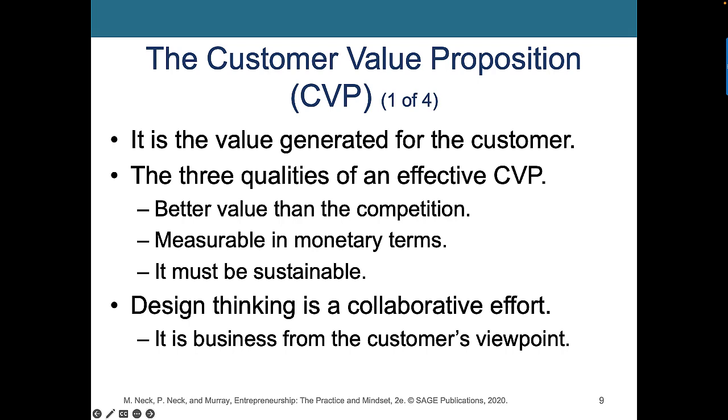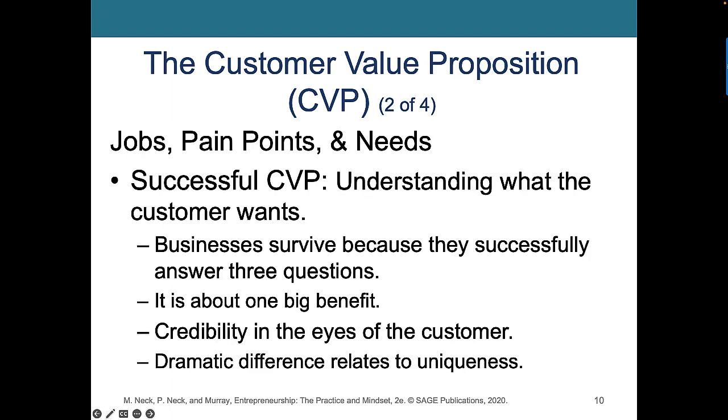Design thinking is a collaborative effort. It's looking at a business from the customer's viewpoint. So when you're designing a product or service, think about it from the customer's perspective, how easy it is to use. If you're creating a website for your business, how easy is it to navigate the website? Successful CVP means understanding what the customer wants.